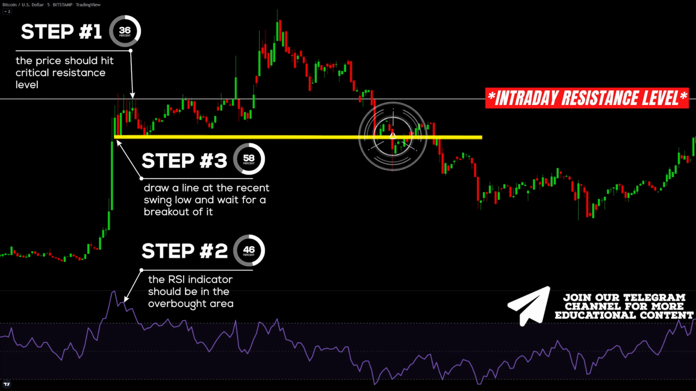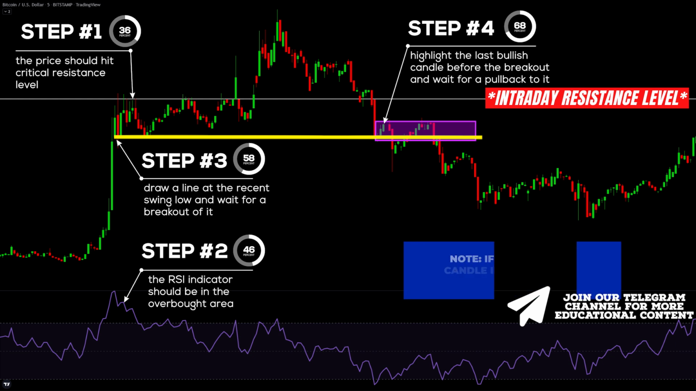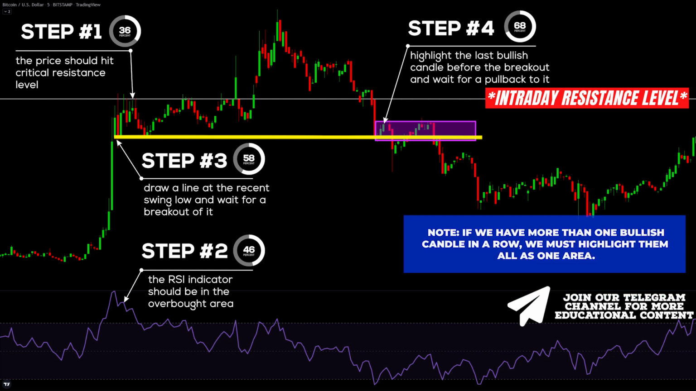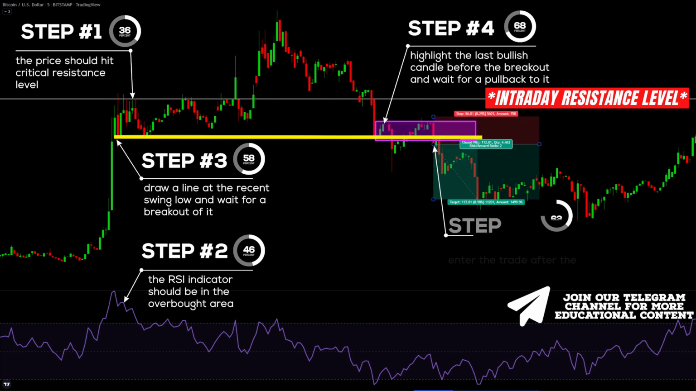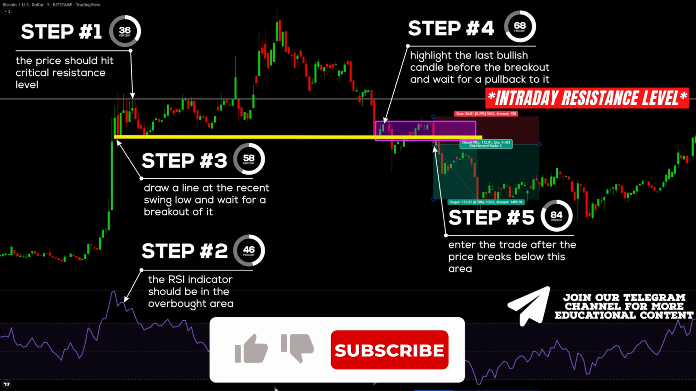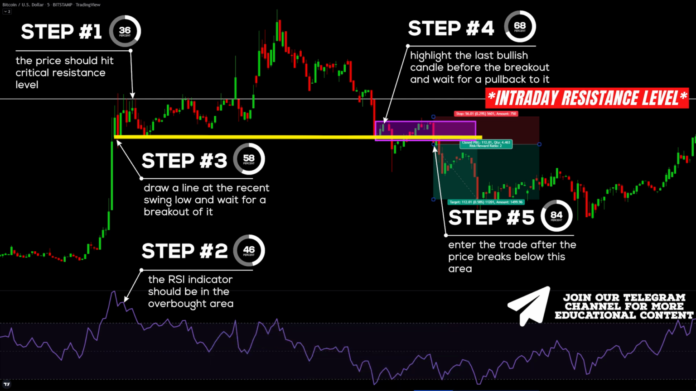Next, we need to highlight the last bullish candle before the breakout. Note, if we have more than one bullish candle in a row, we must highlight them all as one area. With that, our next step is to wait for the price to fill in this area. Once this happens, we enter the trade short after the price breaks below this area. We should place a stop loss above the recent high and target 2 for 1 risk to reward. And, boom, the price easily hit our target. So, moving on to the bullish case.